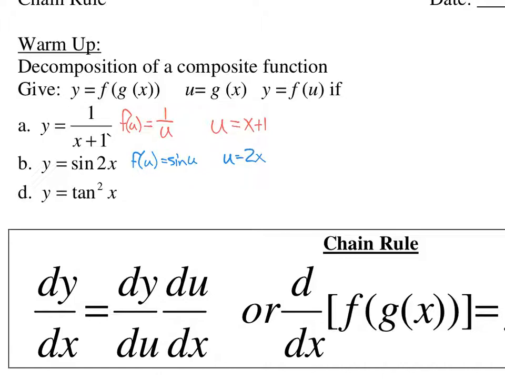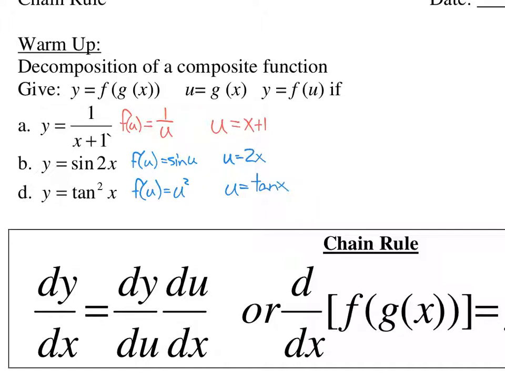And then we skip C for some reason, we go right to D. Okay? If I had tangent squared of x, what would I do first? We would do the tangent first, right? Then we would square whatever we got. So guess what? F of u is something squared. The u happens to be a tangent.